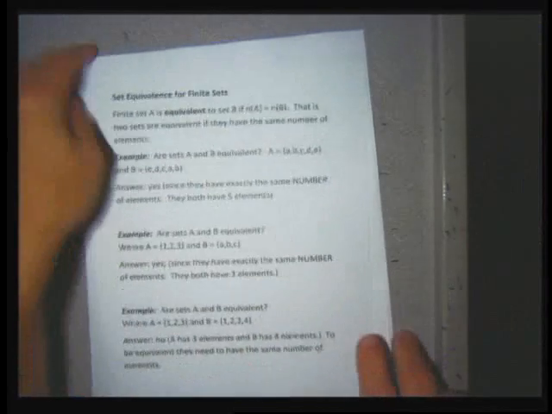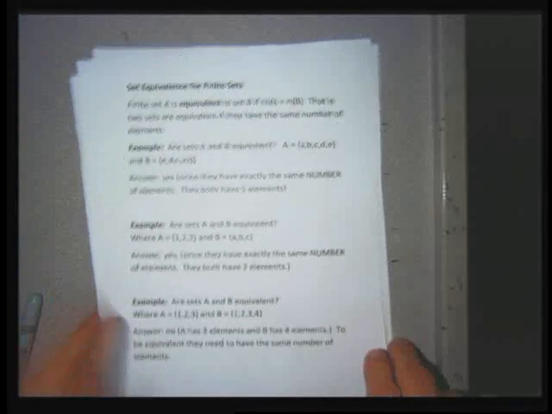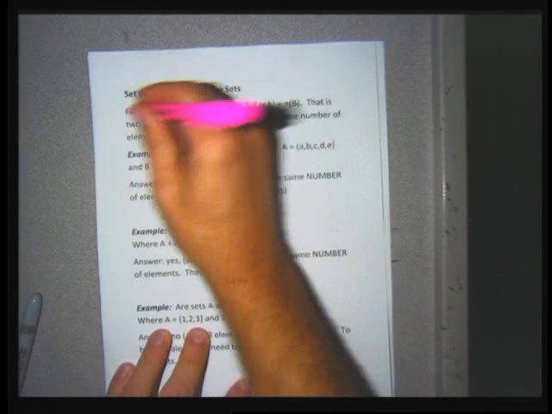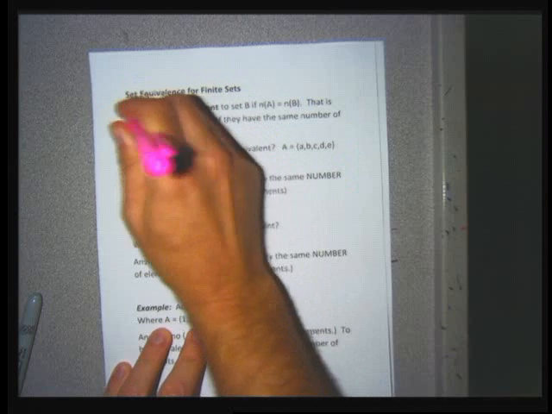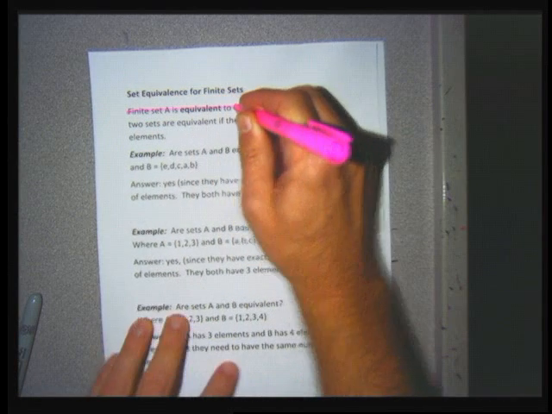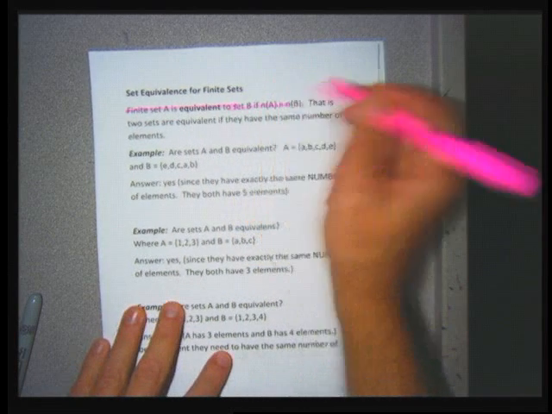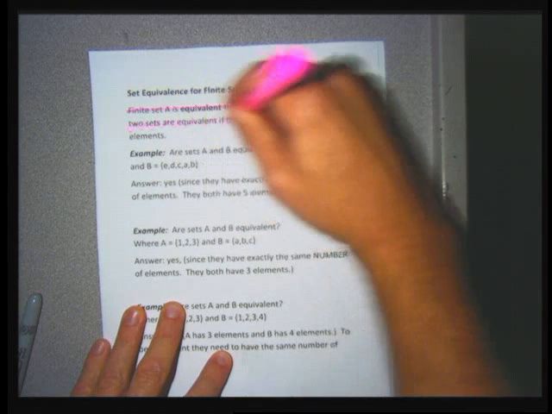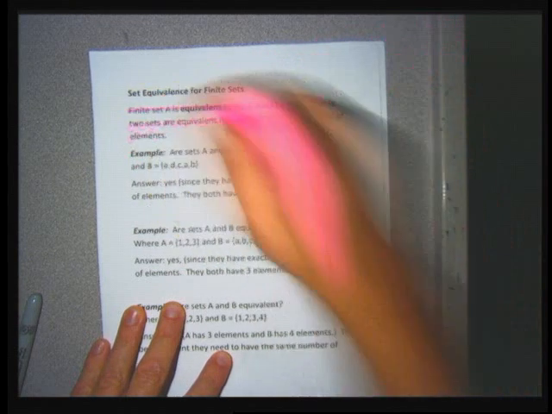The last concept that we need is set equivalence. Two sets are equivalent if they have the same number of elements. So this is a really nicely slick definition. Set A is equivalent to set B if they have the same cardinal number, and then I just wrote it in words. Two sets are equivalent if they have the same number of elements.